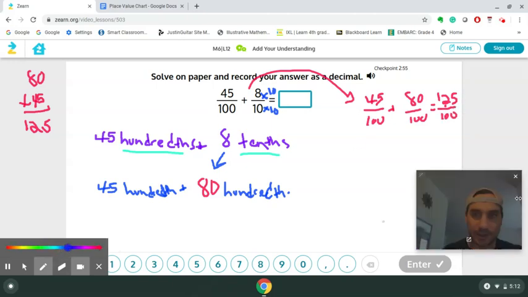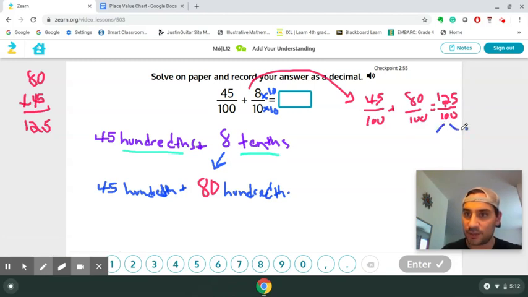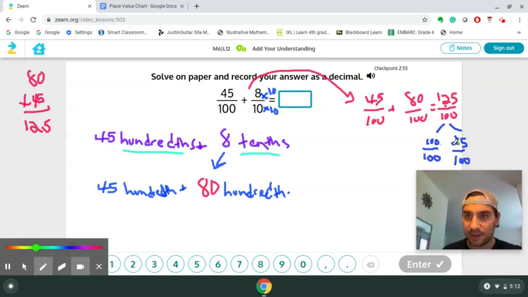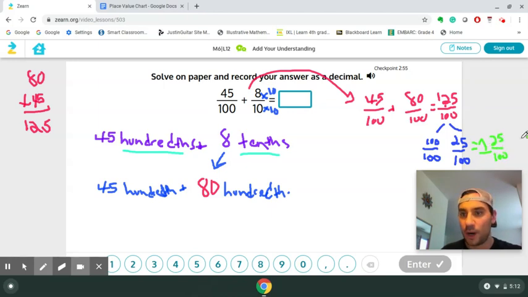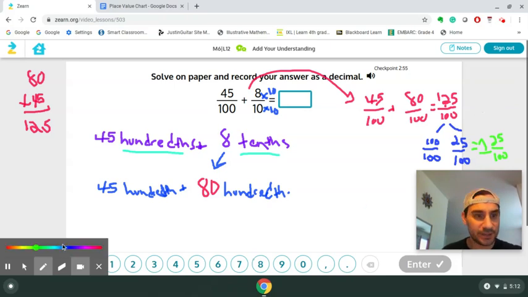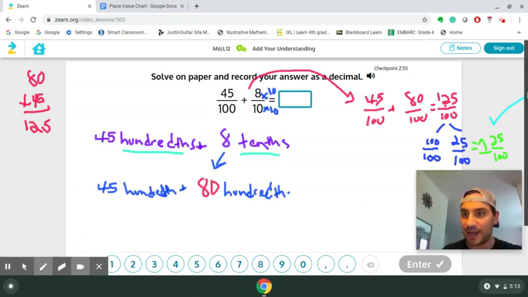Let's create a number bond so that we can pull out any whole numbers. Okay, I know I can pull out 100 hundredths. And then I'm left with 25 hundredths. All right, our number bond tells us that 100 hundredths can be turned into one whole. And then I'm left with 25 hundredths. 1 and 25 hundredths. This right here is the correct answer if we're only looking for a fraction answer.